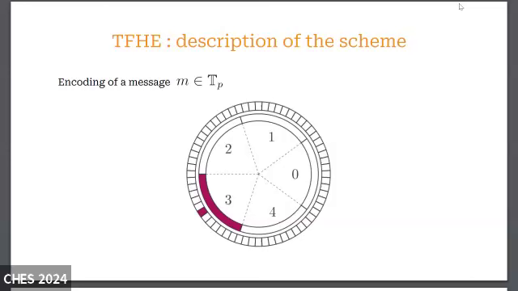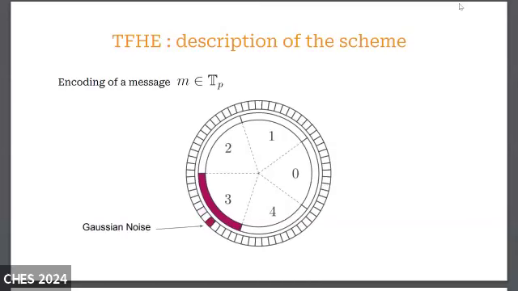And as I said, the scheme is noisy, so you add a bit of noise, a random Gaussian noise. As you can see, if the noise is small, you do not lose correctness because you stay in the right sector. But if the noise becomes too big after too many computations, you go out of the sector and you lose correctness.